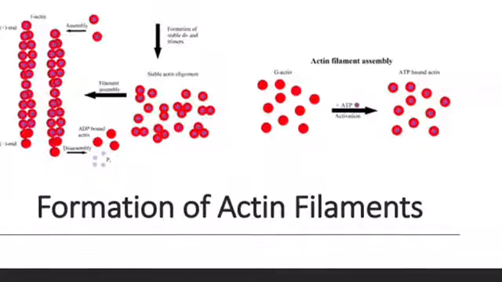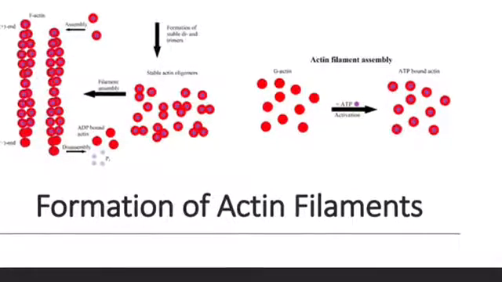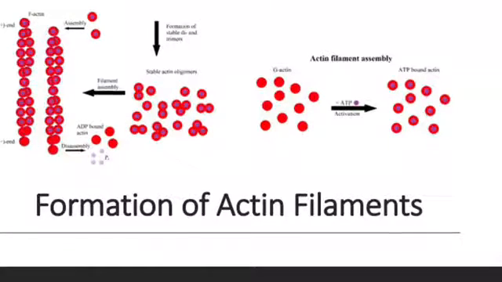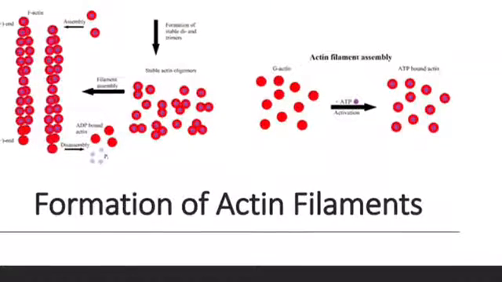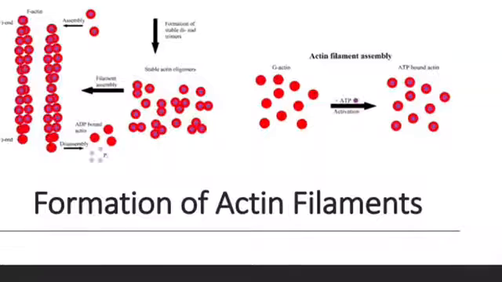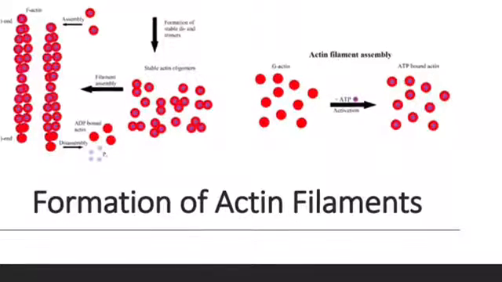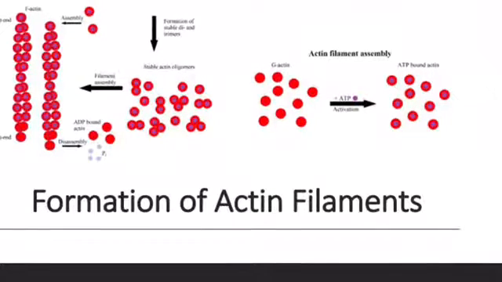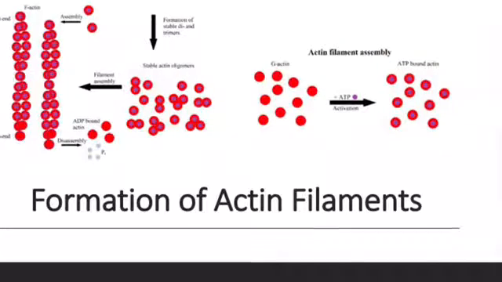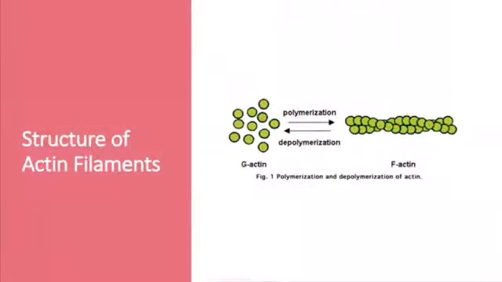In this picture you can see the ATP-bound actin have a purple center, while the actin that doesn't have ATP bound to them are just a solid red on the right side. Moving to the left you see the ATP-bound actin will come together and form dimers. These dimers then come together to form actin filament. Next we talk about the structure of the actin filaments.